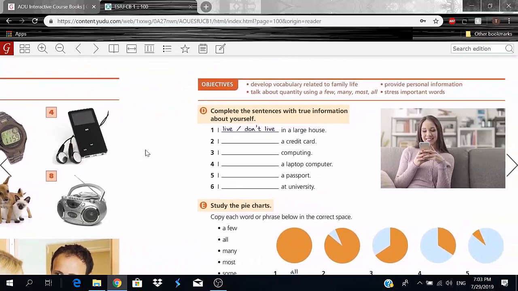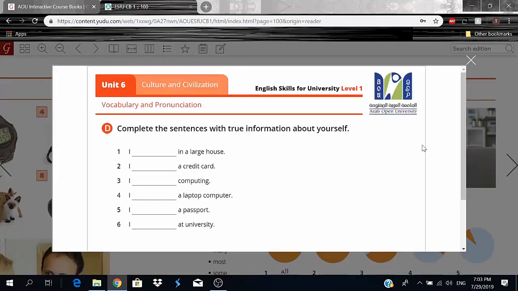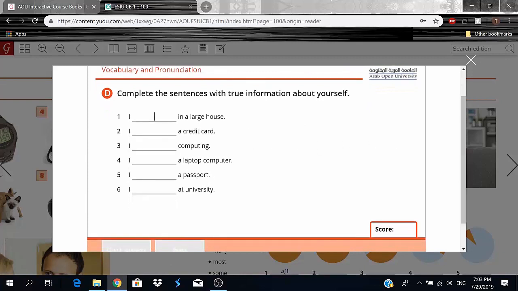Now, let's move on to exercise D here. And here we have complete the sentences with true information about yourself. Okay? So this is just going to be entirely up to you, honestly. So there's no definitive answer. Just do whatever you feel is true about yourself. So for example, I dash in a large house. So for me, personally, I'd say I don't live in a large house, right? I have a credit card, or I do not have a credit card. So I could say I don't have a credit card, okay?